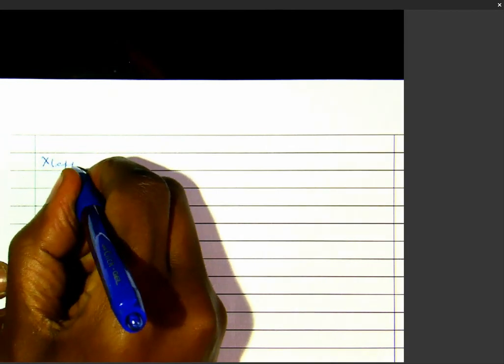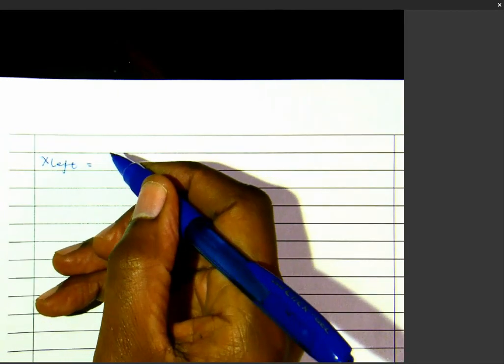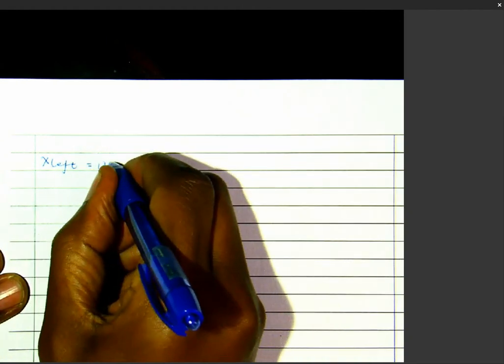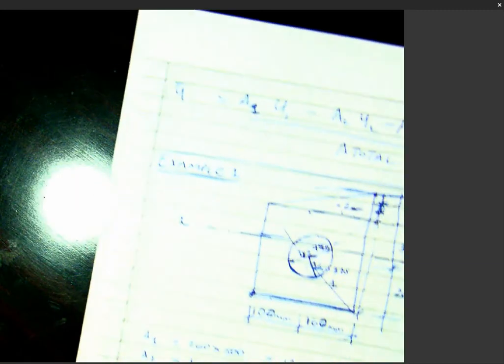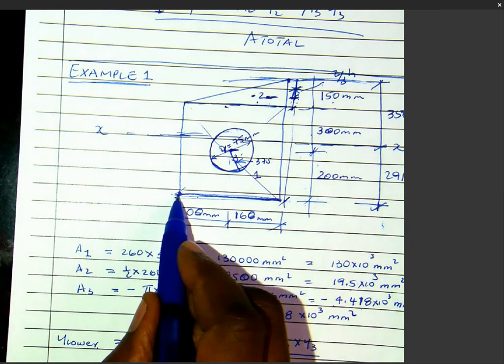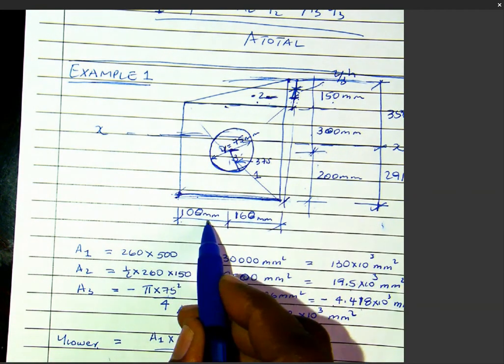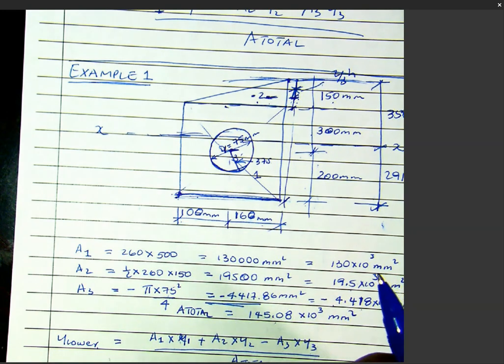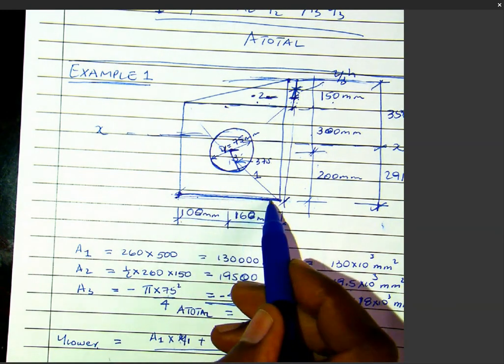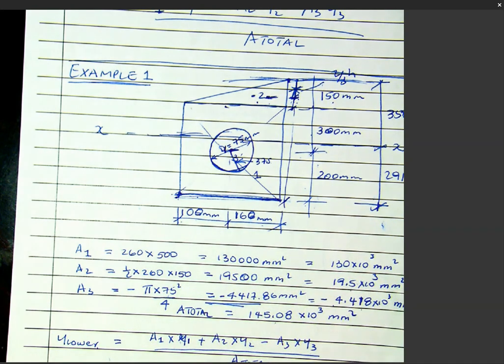X left is equal to, area 1 is not going to change, 130 times 10 to the power 3 times what is the distance? What is the distance from there to the center of the rectangular shape? So it's 100 plus 160, which is 260. What is half of 260? Because it should be b over 2. Half of 260 is 130.